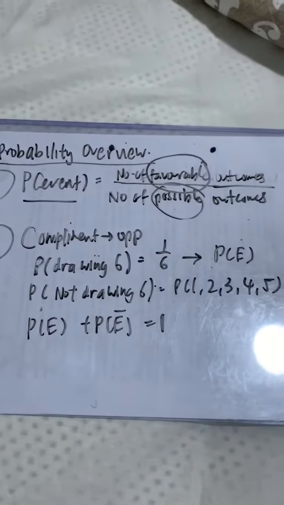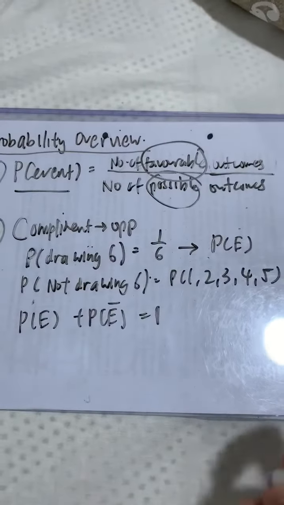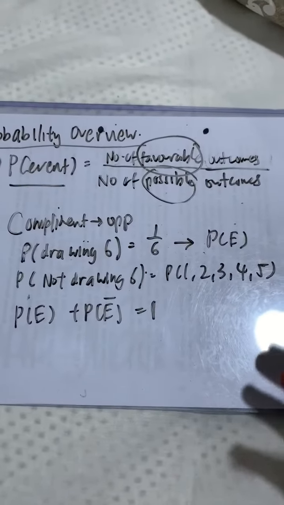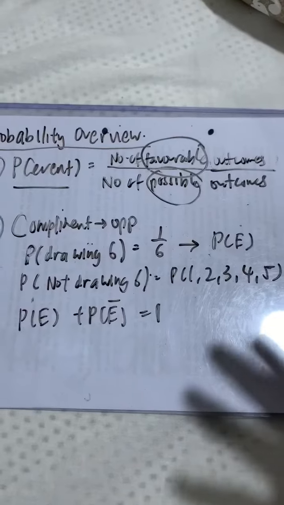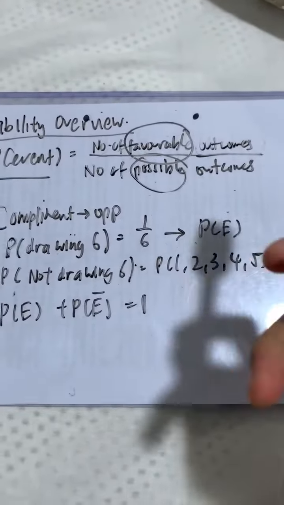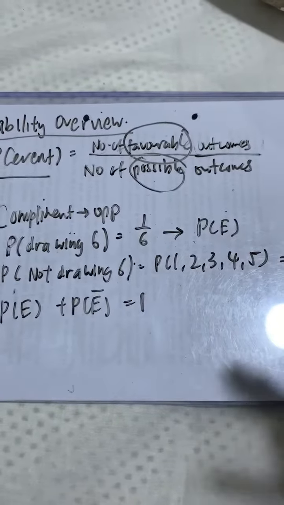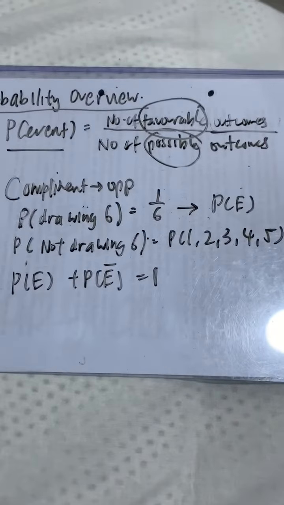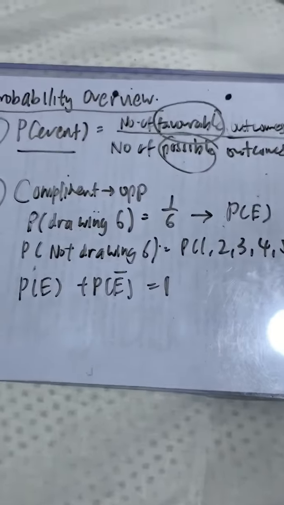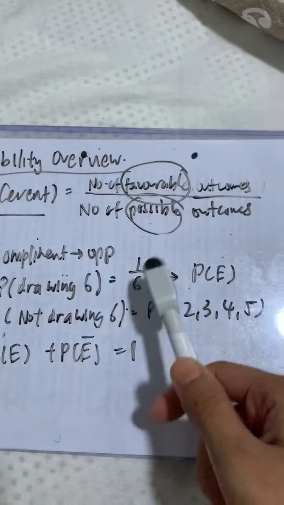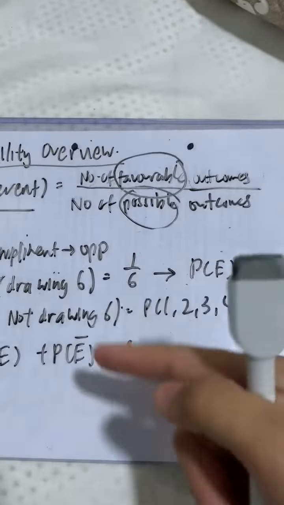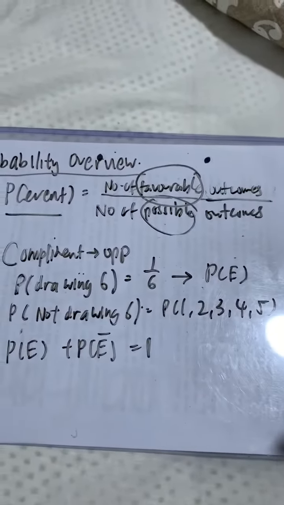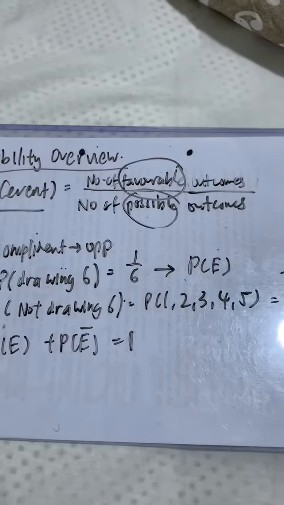Okay, let's look at the case where, just now previously, we were talking about when you throw a dice, the probability of getting a number 6 on the dice. So you have one number 6 only on the dice, right? And then you have six possible outcomes, because you can get 1, 2, 3, 4, 5, 6. So therefore the possible outcomes are 6 and the favorable outcome is 1. So the probability of the event of drawing number 6 will be 1/6.